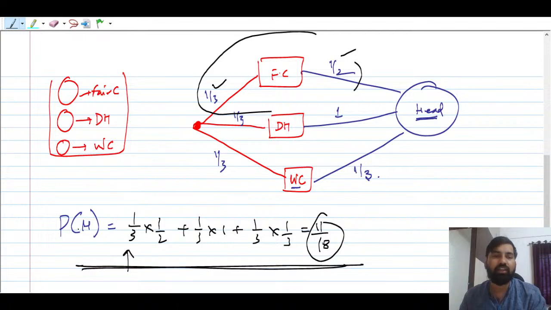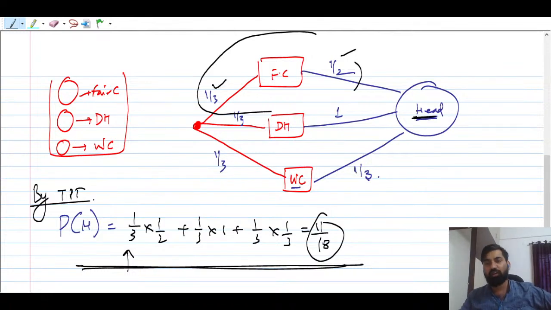11 by 18 by using total probability, TPT. Whenever we talk about total probability theorem, we always go for what will be the probability of getting head. Suppose they are asking what will be the probability of getting tail. In the same question, suppose they are asking what is the probability of getting tail, after all this has happened.